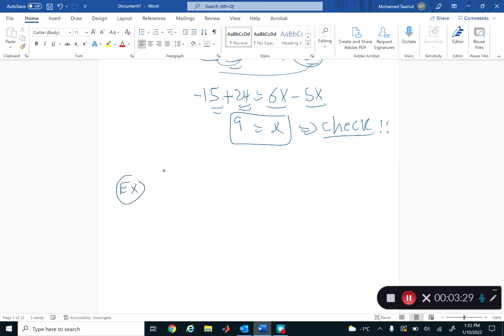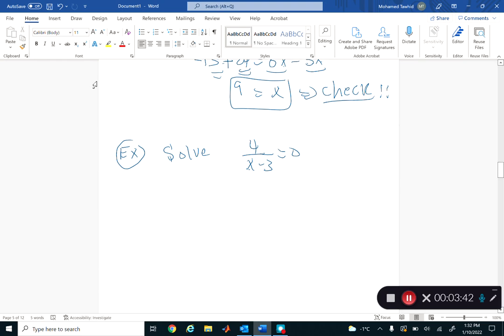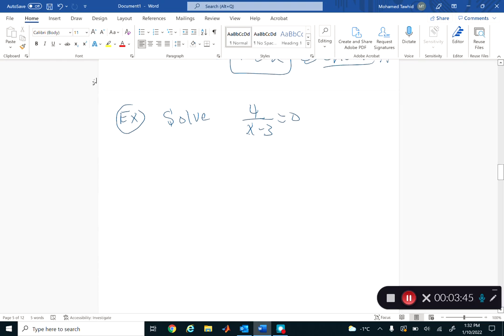Let me give you another example here. They ask us to solve 4 over x minus 3 equals 0. All right, 4 over x minus 3 equals 0. So now, how to solve this? Is this a fractional equation? Yes, equation because you have an equal sign. Fractional because if I look at the left hand side, you have a fraction. The right hand side here is 0. All right, that is a fractional equation because one side is a fraction, and you have an equal sign.